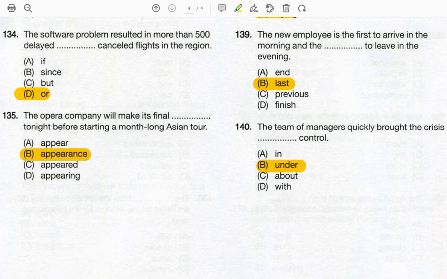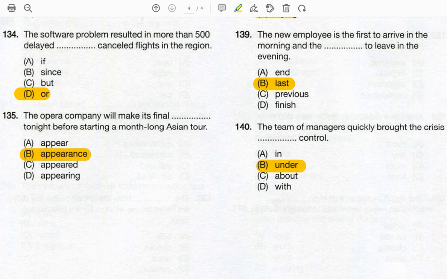And next, the team of managers quickly brought the crisis under control. Actually, this is a set expression, and you need to learn it by heart. Under control. A, C, and D, in, about, which, are prepositions that would all work grammatically, but only under fits this expression.